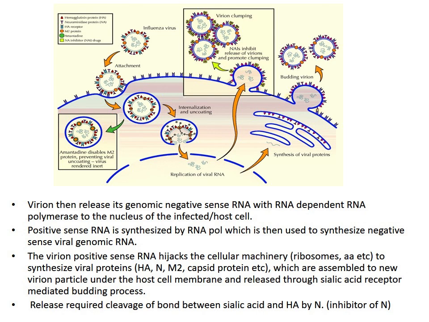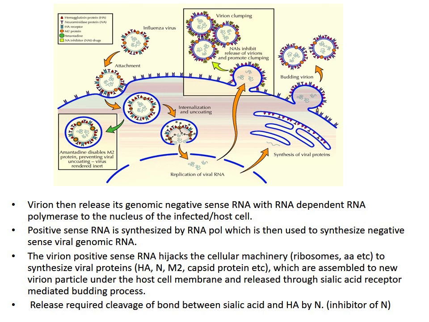And then the virion releases its genomic negative sense RNA with the RNA-dependent RNA polymerase into the nucleus of the infected host cell. The positive sense RNA is then synthesized by the RNA-dependent RNA polymerase, which is then used to synthesize the negative sense viral genomic RNA.